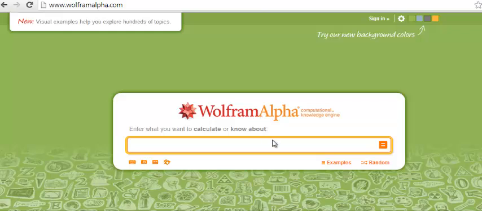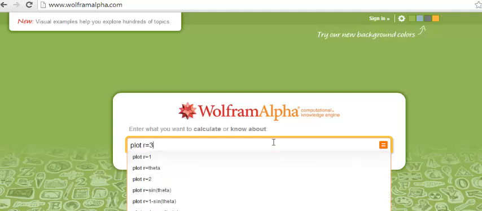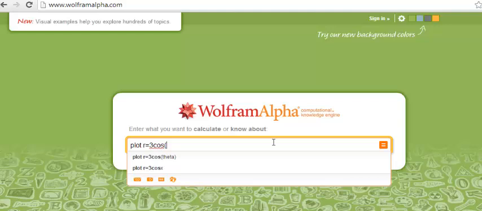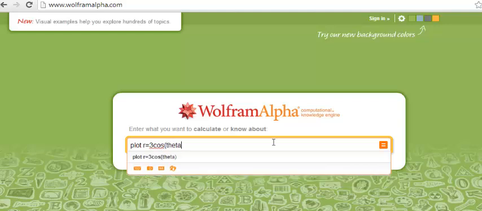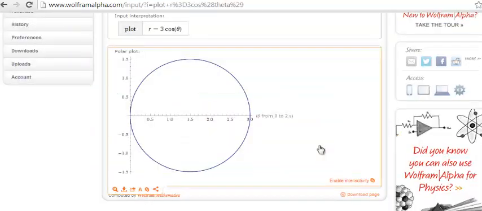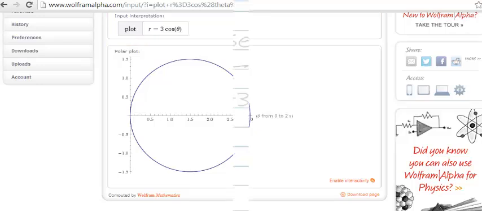We will check our answer by going to wolframalpha.com. We type in plot r equals 3 cosine of theta. And we see that this is a circle. The diameter is 3, that means the radius is 1.5 or 3 halves. The center is (3 halves, 0). That means our answer is correct.